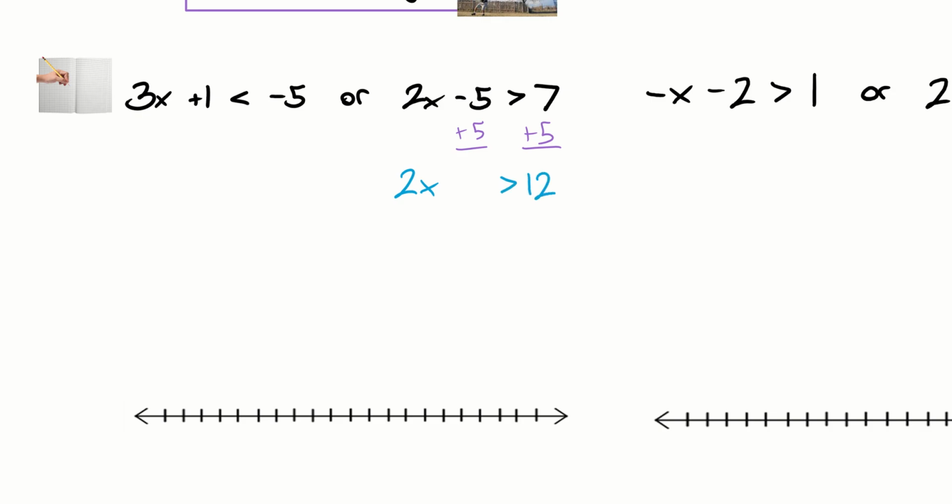We know that's 12. I'm going to divide both sides by 2 again. Oh, that seems to be a common theme. X is greater than 6. Oh, there's that 6 again. All right, well, now I can do the other one.